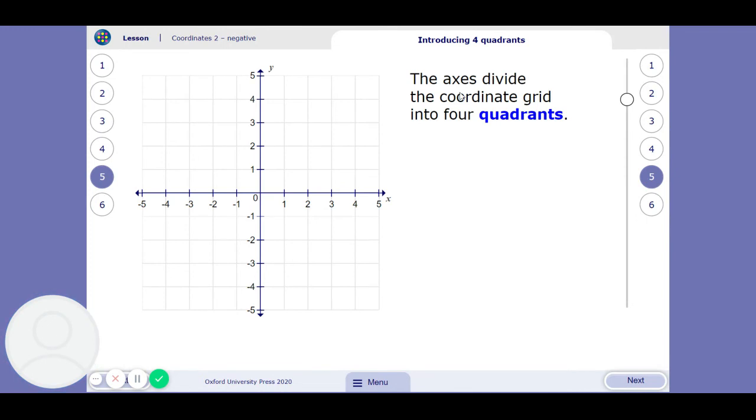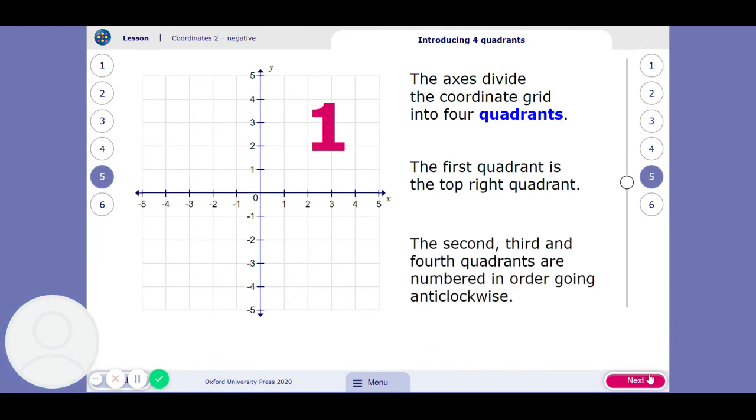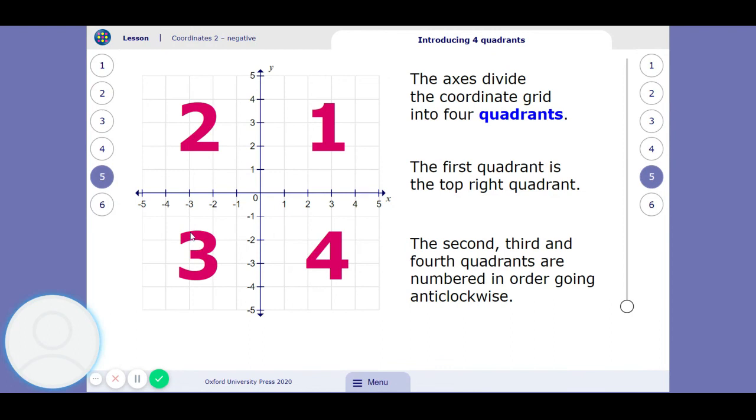So the axes, plural of axis, divide the coordinate grid into 4 quadrants. So a quadrant is each of these different corners. First quadrant is top right. The second and third and fourth are numbered going anti-clockwise. So quadrant 2, quadrant 3, and quadrant 4. You don't really get them called quadrant 2, 3, or 4 normally. You just normally say coordinates, but this is technically correct. Okay, starting with all positives and then just going anti-clockwise round, numbering them.